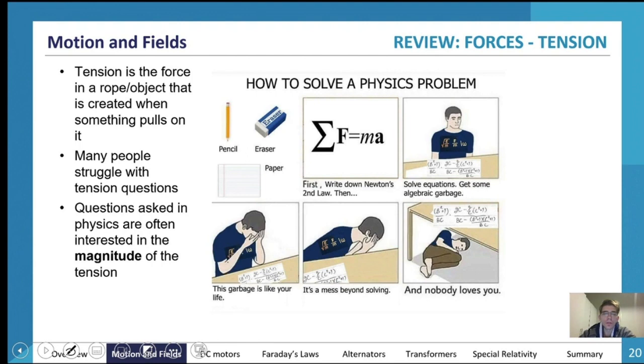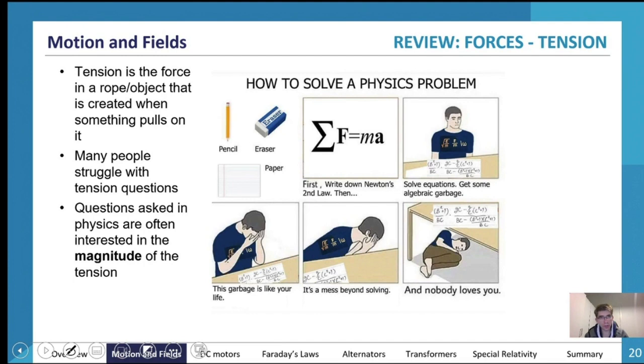Now, tension is absolutely the most difficult topic on the exam. Year after year after year, students make a mistake when they answer tension questions. Because tension is its own reaction force. That's the problem with tension. It is its own action-reaction force.